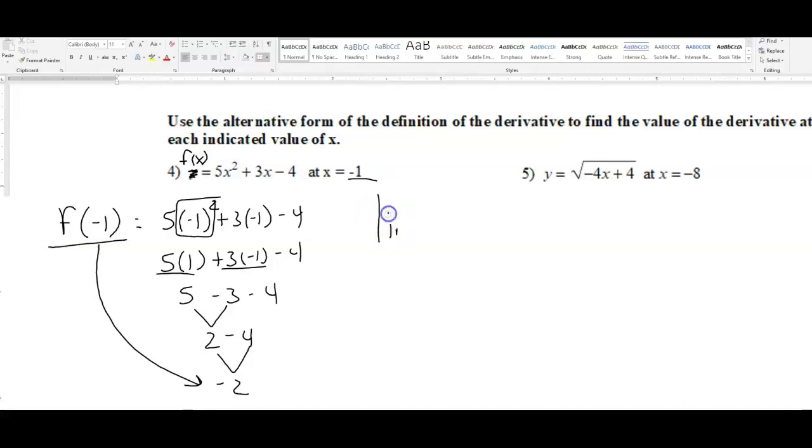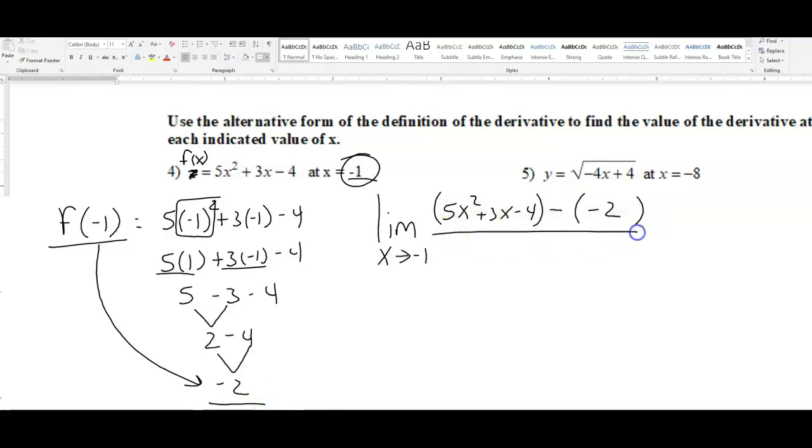Now the setup for the alternative form for the limit definition of a derivative is as x approaches the number that you're plugging in, you have your f of x minus your f of c, which in this case is negative 2, all over x minus your c. Okay?